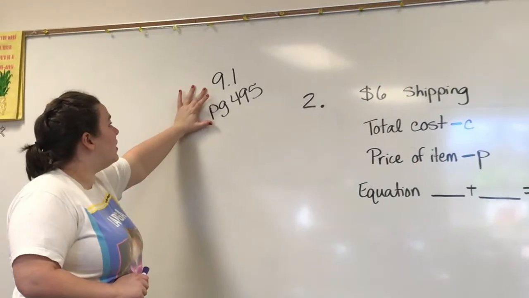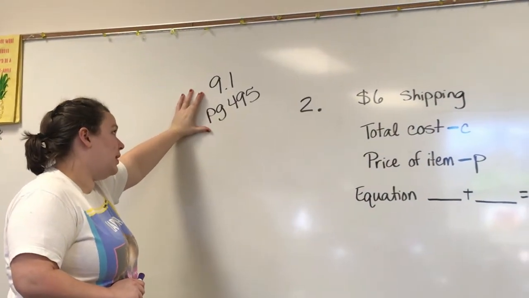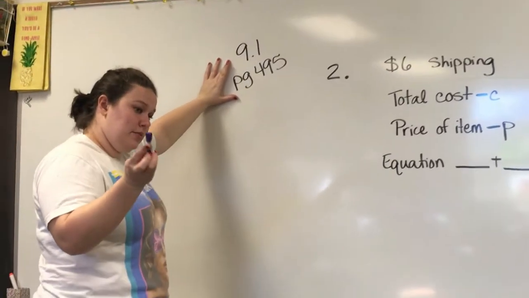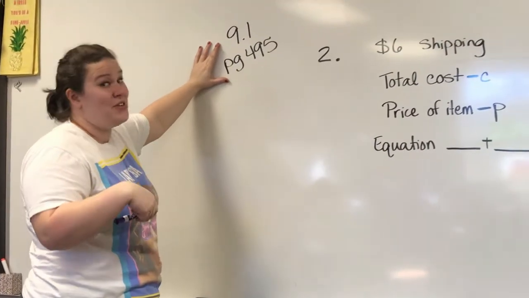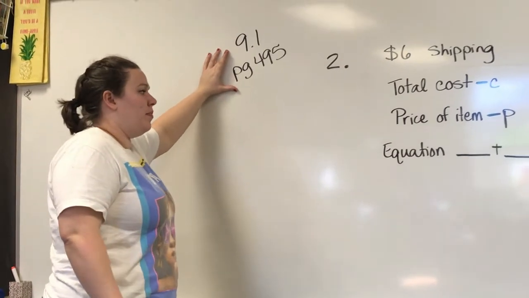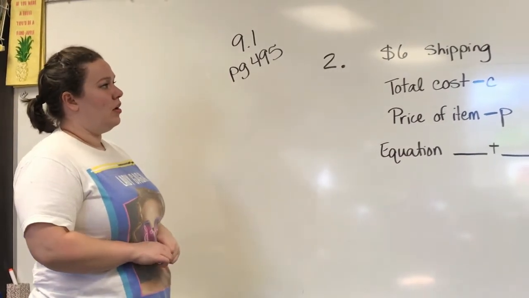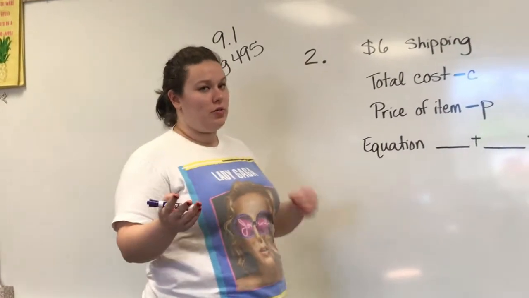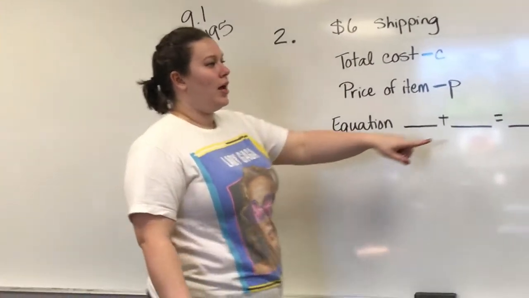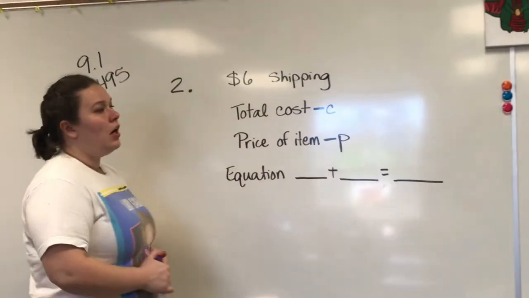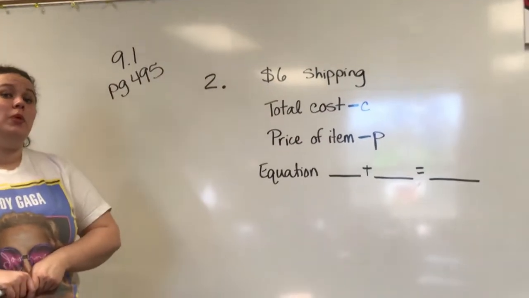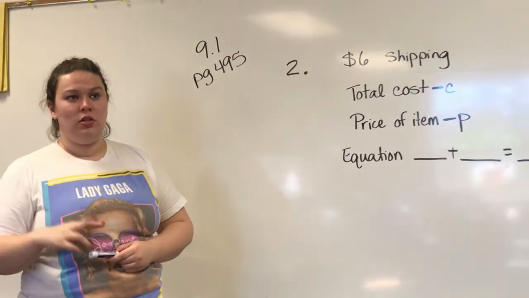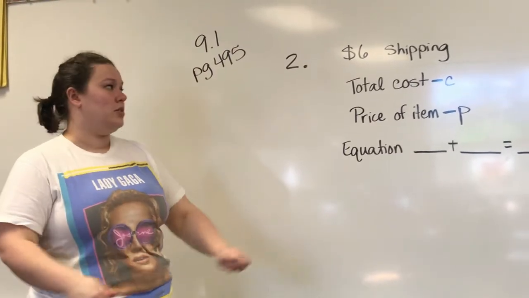Here on lesson 9.1, page 495 in your book. This lesson is annoying. It's going to give you story problems and it wants you to write an equation. Remember, an equation has an equal sign. However, you won't be able to solve this equation because they're going to give you two letters. And if you have two letters, then you can't solve.